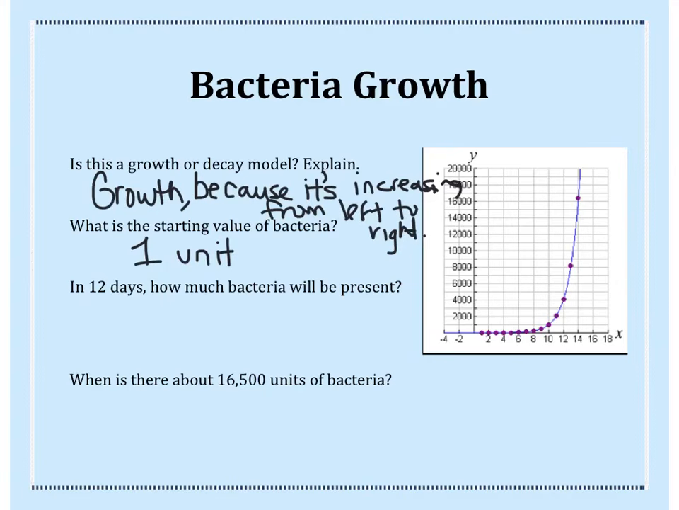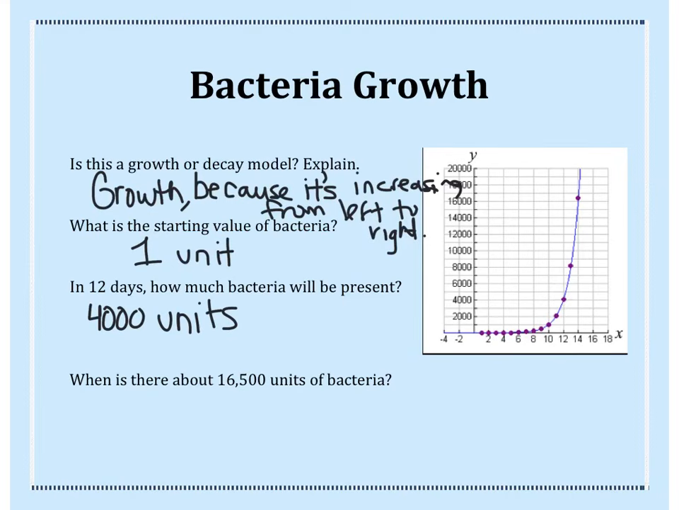In 12 days, how much bacteria will be present? So this is days apparently. So in 12 days, how much bacteria was present? So here's an actual point, and we're going to follow it all the way over. The answer is 4,000 units. Just shows how fast bacteria can grow.